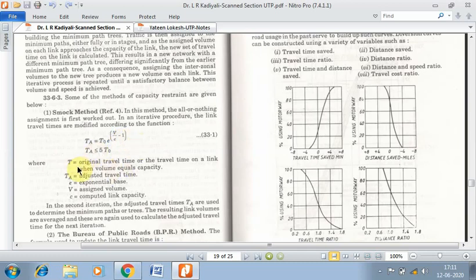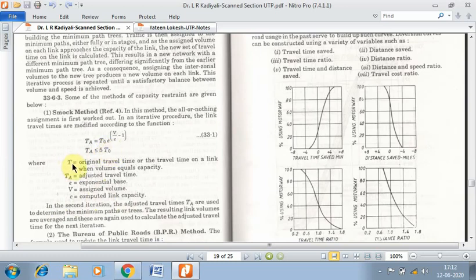Here, capital T represents the original travel time, or the travel time on a link when the volume equals its capacity. Capital TA is the adjusted travel time. To find the adjusted travel time, you will have to use this equation. In this equation, you have e, which is the exponential base, capital V is the assigned volume, and small c is the computed link capacity. So always TA must be less than or equal to 5 times T naught. T naught actually is the original travel time.